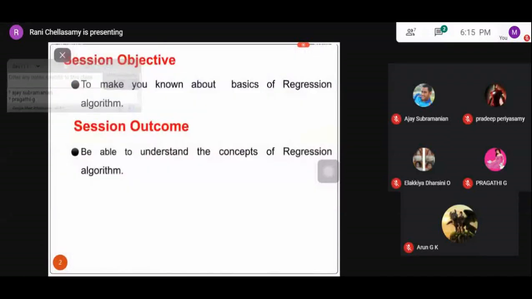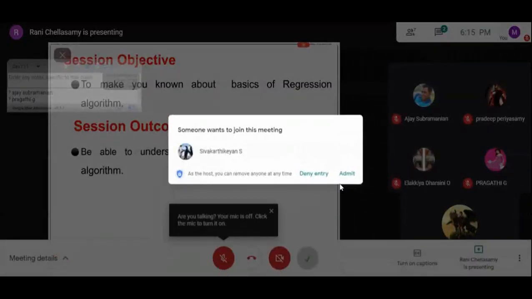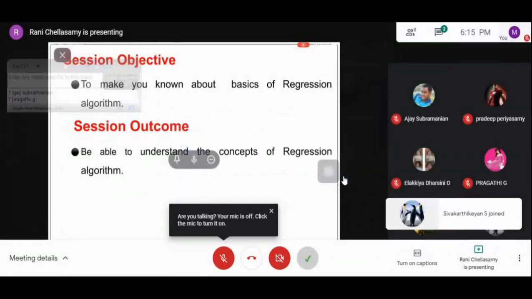So the objective of this session is to make you know about the basics of regression algorithm, and the outcome of the session is the students will be able to understand the concepts behind the regression algorithm. Okay. So these are the agenda of today's session.